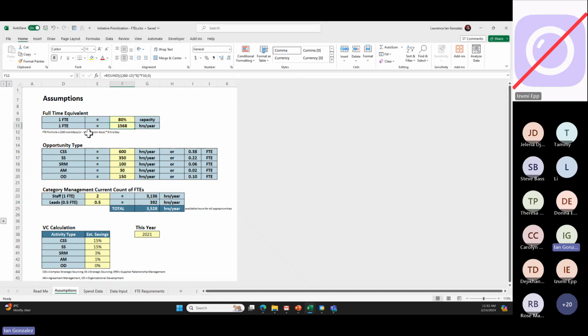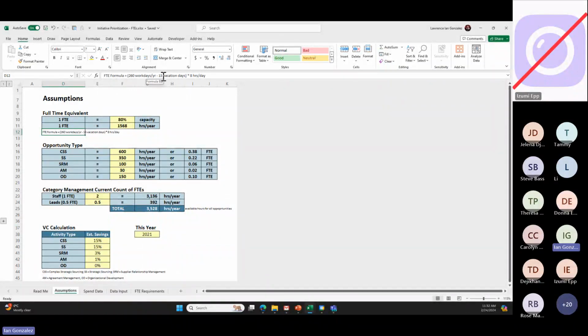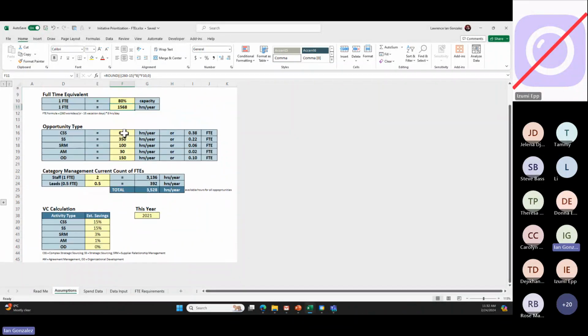Okay. So it says your FTE formula. So that's approximately 260 work days in the year minus approximately 15 vacation days times 8 hours a day. So that's just text that you can follow to calculate what this is. All right. Opportunity types. I have to define what these are. It's actually down here, but it's hard to read.